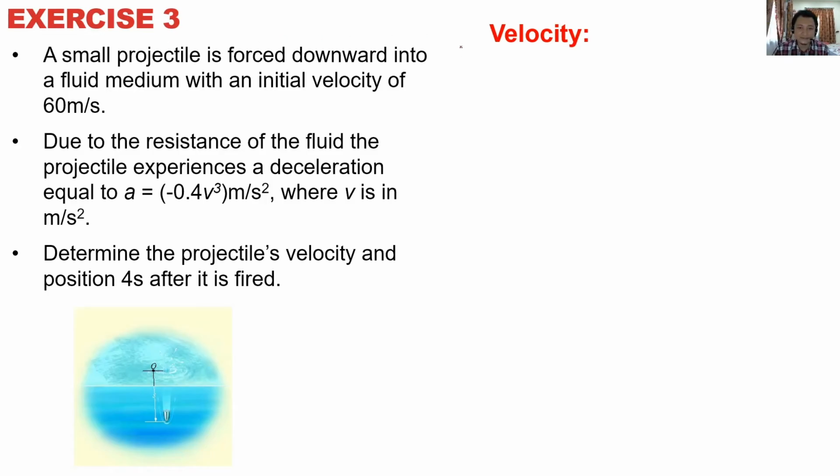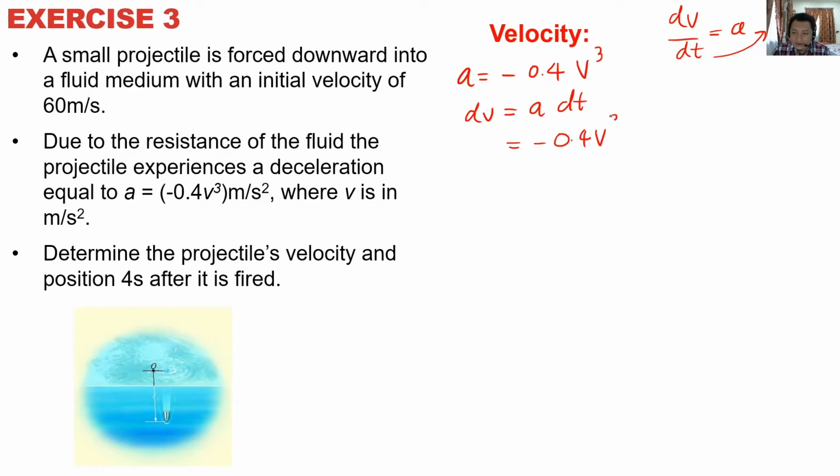Let's get back to this. Our acceleration is negative 0.4 v cubed. We use this one: dv is equal to a dt. Where does this come from? It comes from here: dv over dt is equal to a. So plug in negative 0.4 v cubed.